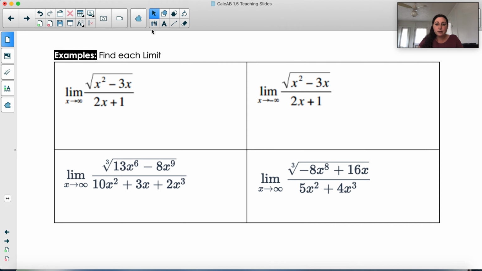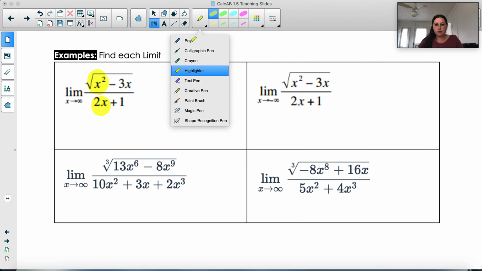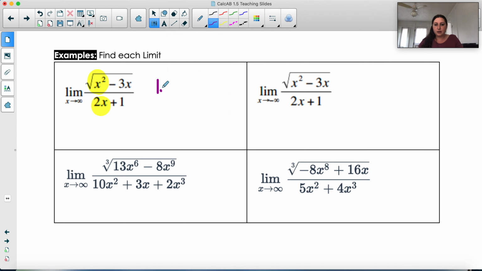When it comes to radicals, it gets a tiny bit more confusing because you have to think about order up here. Basically, the biggest degree term here would be the square root of x squared, and down here would be 2x. So if we simplify that, that's equivalent to the limit as x goes to infinity.